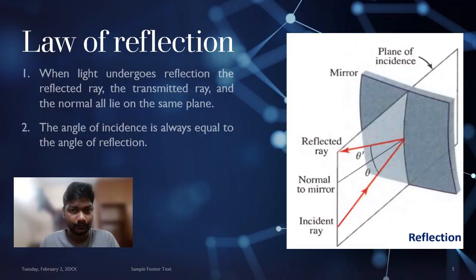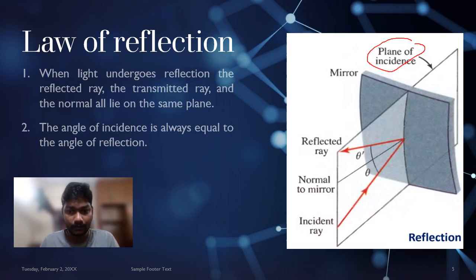As we discussed in the previous slide, the two basic laws are the law of reflection and the law of refraction. If we first discuss the law of reflection, when light undergoes reflection, the reflected ray, the incident ray, and the normal lie on the same plane. This is the first point we have to learn about the law of reflection. In this diagram, this is known as the plane of incidence, right?